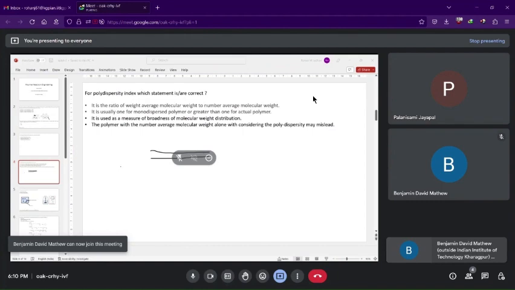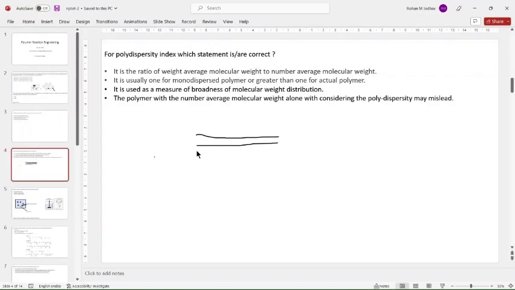So here you can see that monodisperse means having chain length of the same size. But this is not possible in actual polymer. What happens is, for monodisperse polymers, when chain length is of the same size, its polydispersity index will be 1.